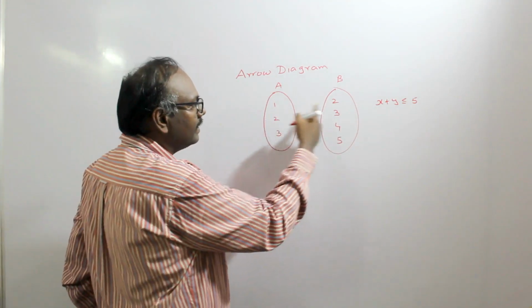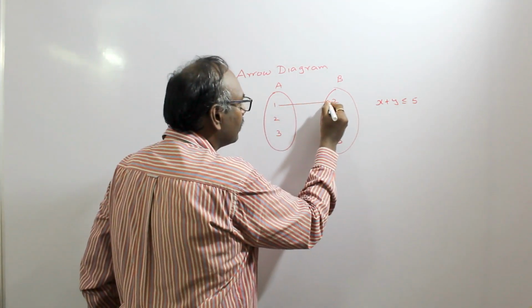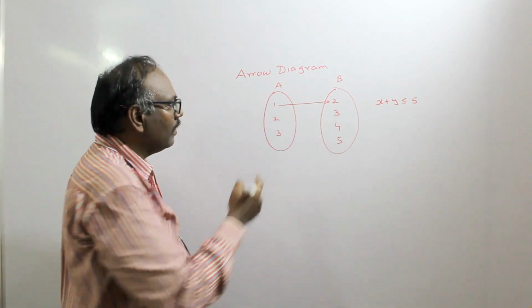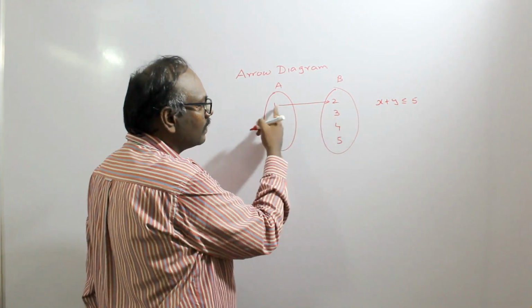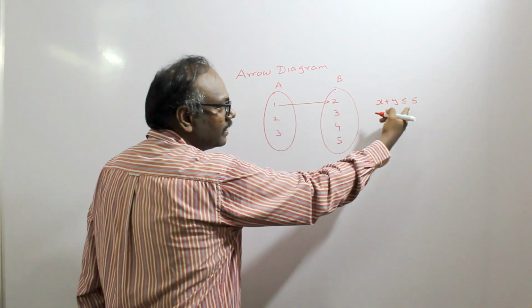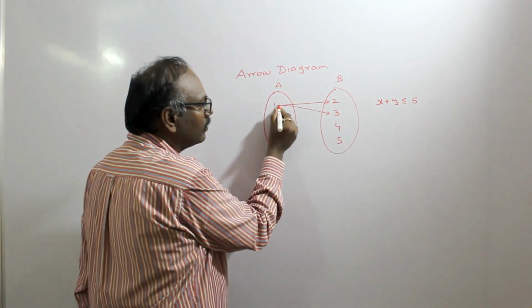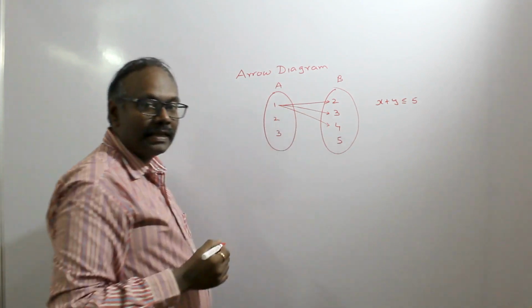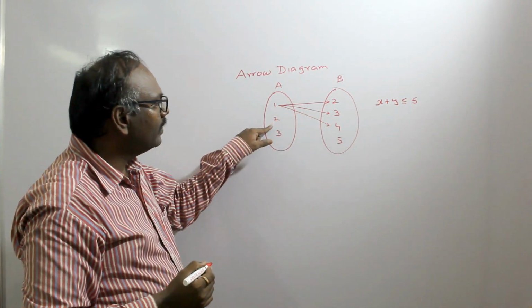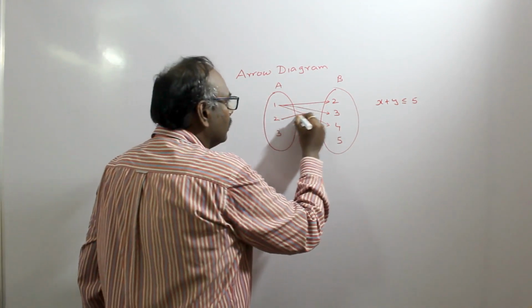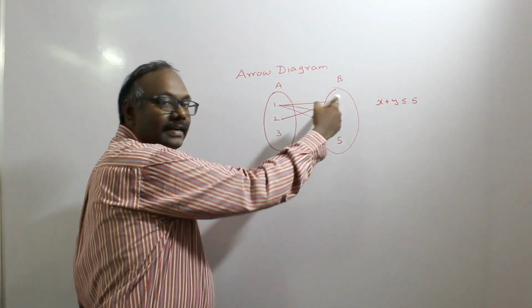So 1 is related to 2, so we put an arrow 1 to 2. Also 1 can be related to 3 because 1 plus 3 is 4, which is less than or equal to 5, so it is also true, so we can draw an arrow. And also 1 with 4. Similarly, 2 with 2 is drawn because 2 can be related to 2.